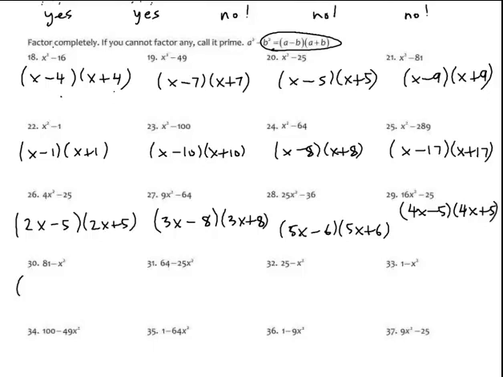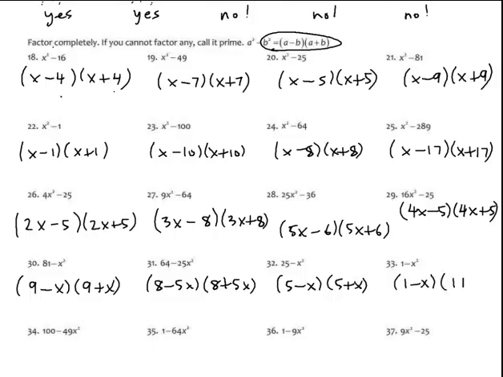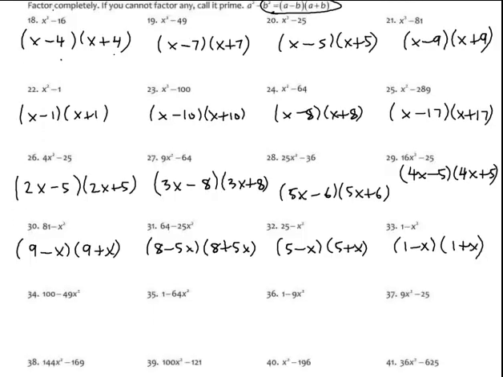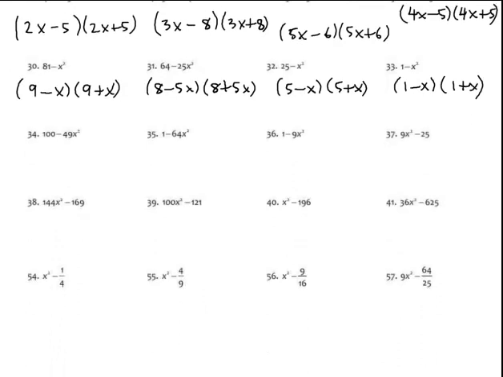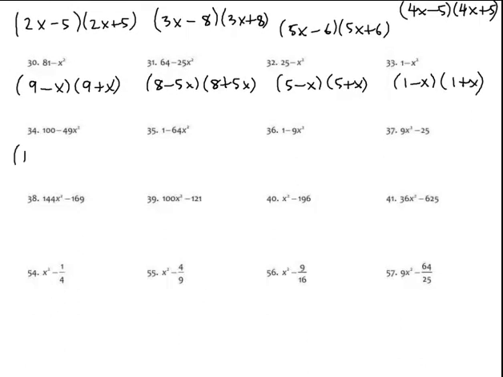Letter second, that's okay. 9 minus x, 9 plus x. 8 minus 5x, 8 plus 5x. 5 minus x, 5 plus x. 1 minus x, 1 plus x. 10 minus 7x, 10 plus 7x. 1 minus 8x, 1 plus 8x. 1 minus 3x, 1 plus 3x.